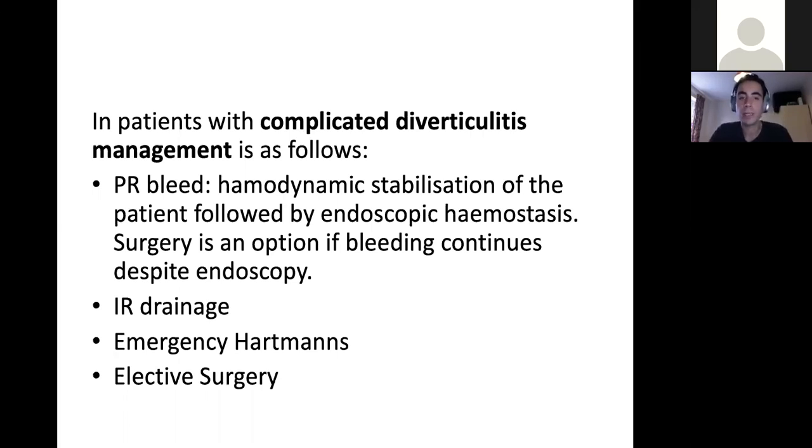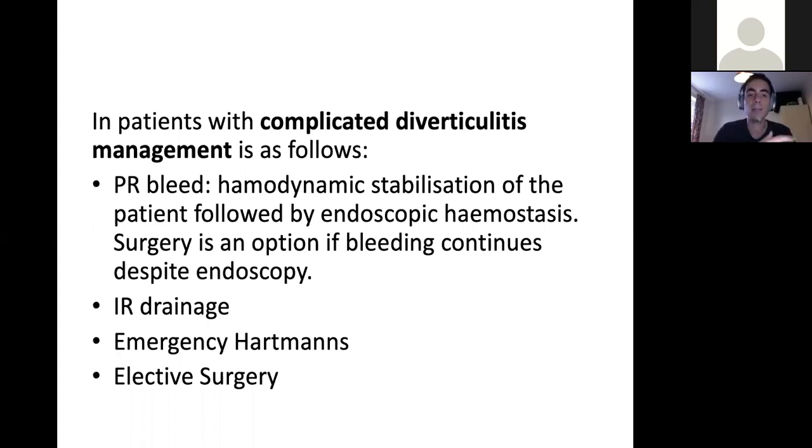Interventional radiology drainage is an option, because one of the complications of diverticulitis is a diverticular abscess, which might result due to a contained perforation, and then a formation of an abscess around the area of the diverticulitis. Okay. And essentially, the mainstay treatment would be to try and drain that abscess in the acute setting, and then later on might think about doing surgery.